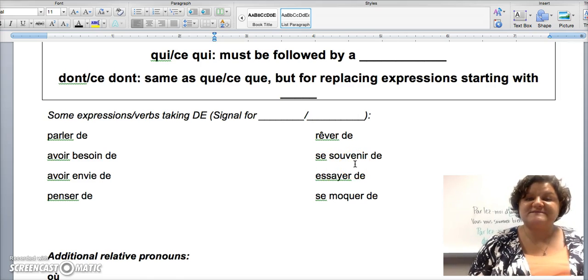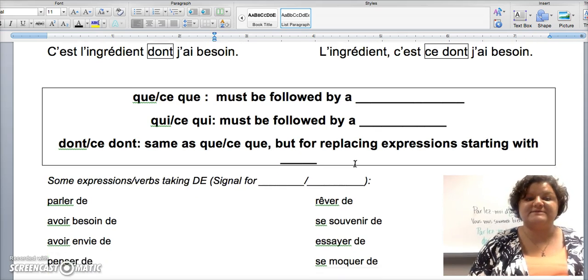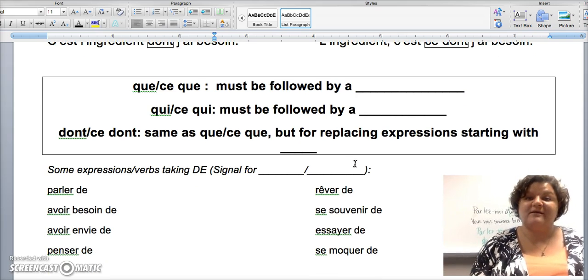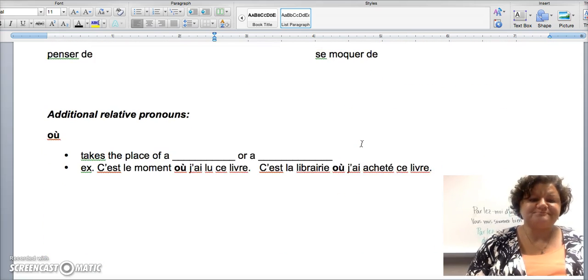Okay, so in French we have some of these verbs that always take de after them. Those are the ones that are going to be your signal for dont or ce dont. Okay, and I put a note here that other than the de part, the dont and ce dont are just like que or ce que in every other way. It's just that dont and ce dont are special for taking the place of phrase objects that come after de.